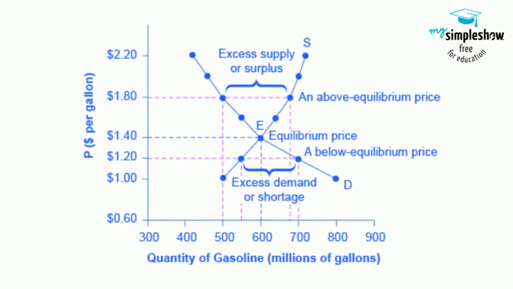At equilibrium, quantity demanded equals quantity supplied. The equilibrium price is the price where quantity demanded is equal to quantity supplied. Economists call this common quantity the equilibrium quantity.